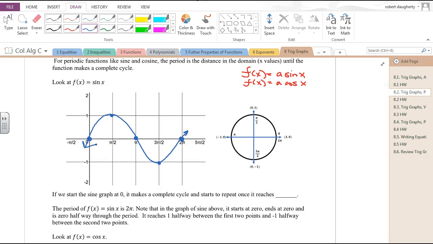So if this graph starts right here at 0, when does it start to repeat itself? Not pi. When it gets to 2 pi. Yeah, so it goes up, it goes down. When it gets here, what do you think it's going to do? It goes up, it goes down. Same thing. So it repeats itself after 2 pi. So once we reach 2 pi, this graph starts to repeat itself.